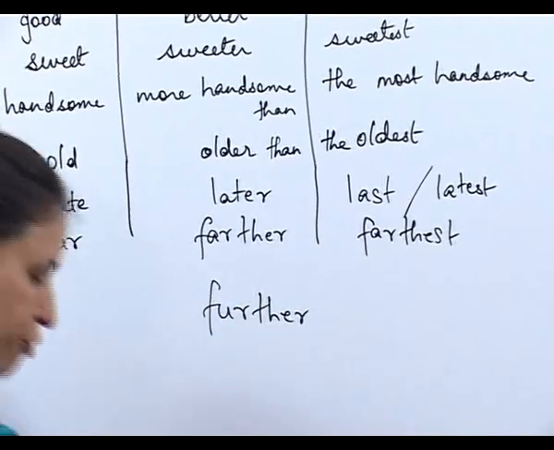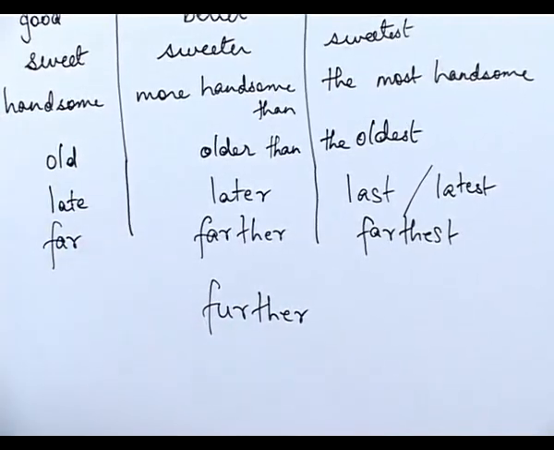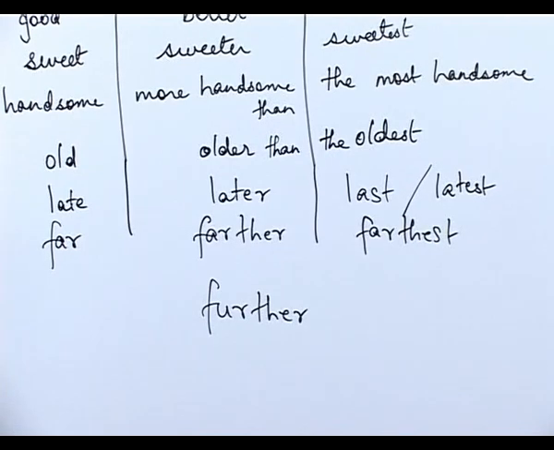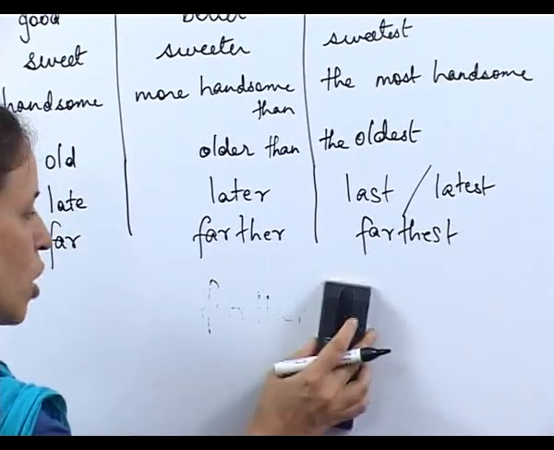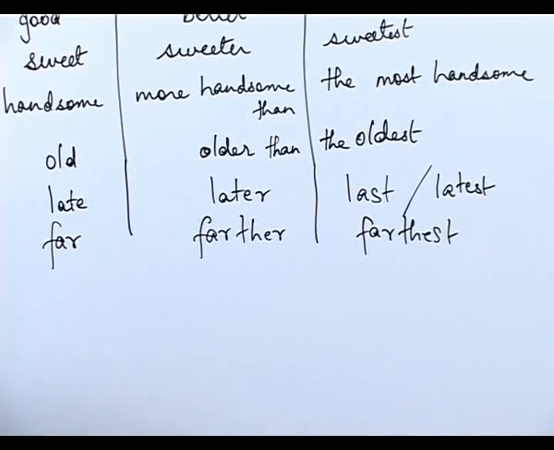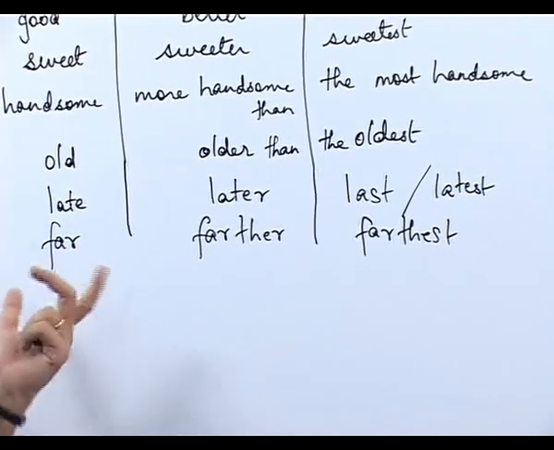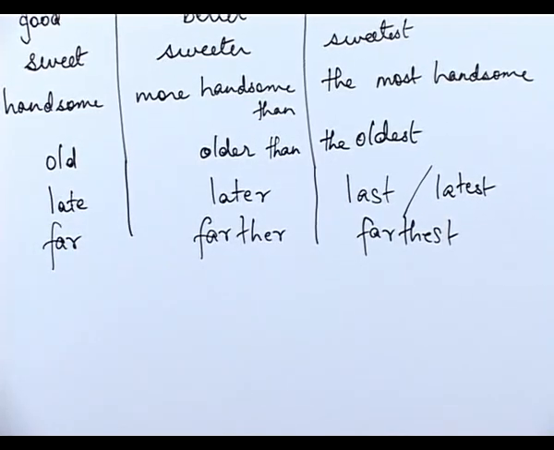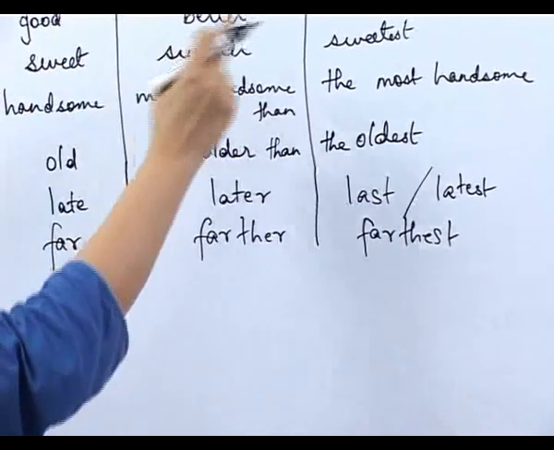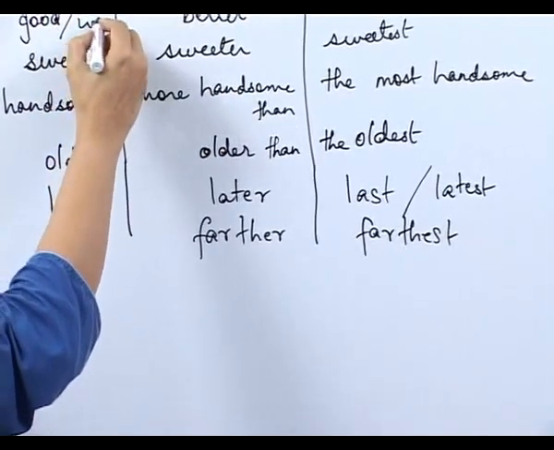But when I use the word further, it means I would like to add some point. Furthermore, I would like to say something. Will you remember? Okay, these are little places where people make mistakes. Now, if you know good, better, best, we also have a well, better, best.